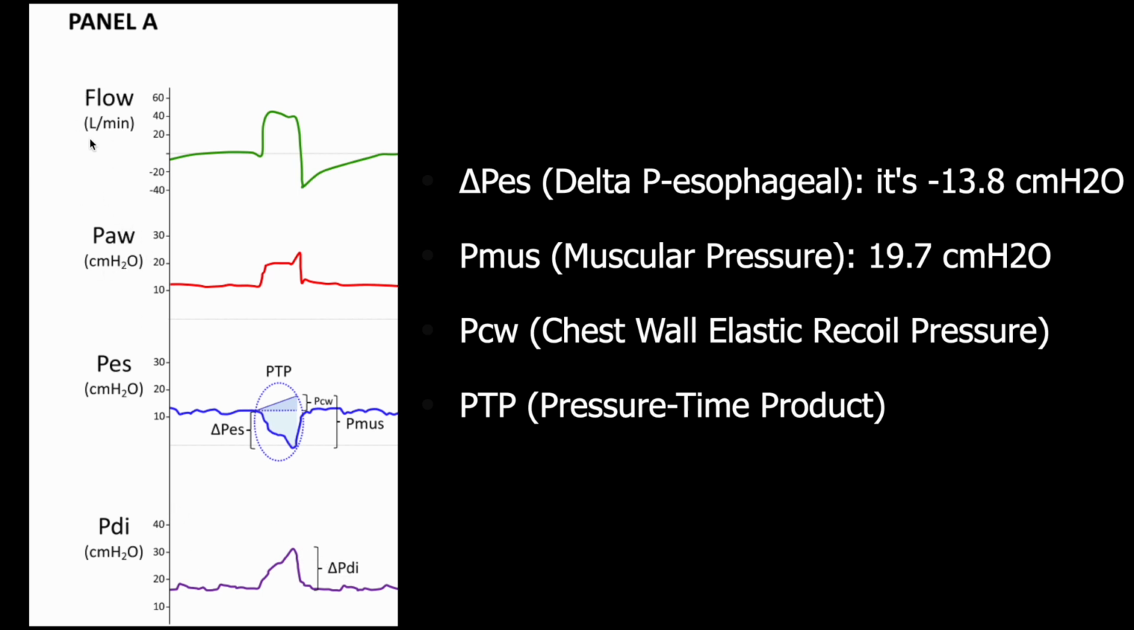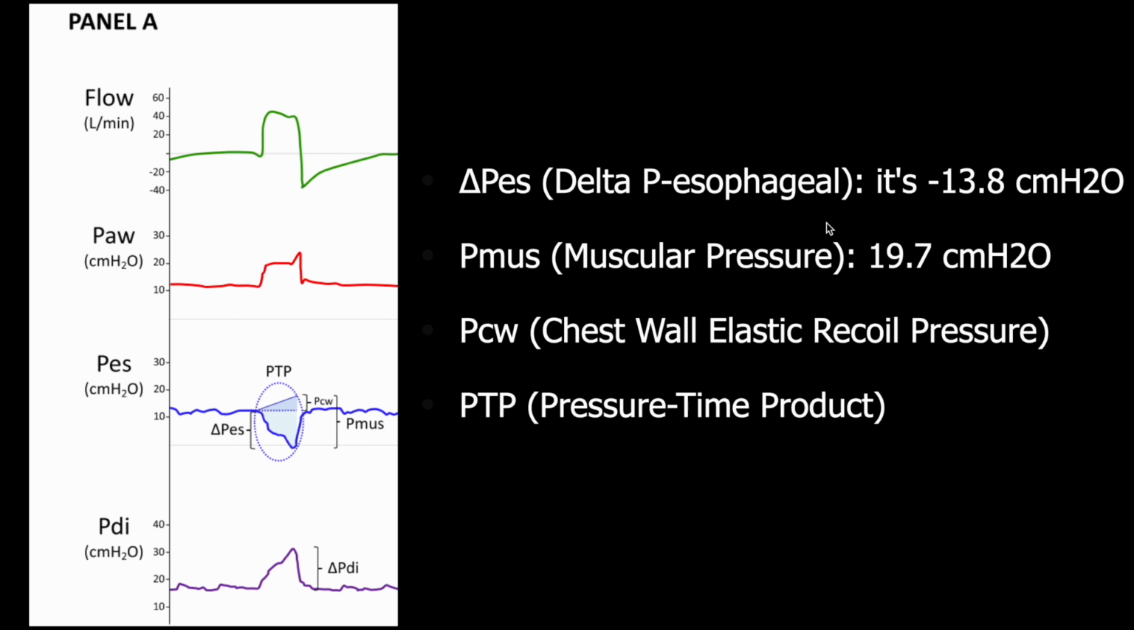This is the airway pressure, this is the flow. So, what parameters do we see? The first one that we will see is the delta esophageal pressure. This is the change in the esophageal pressure during the inspiration, shown here by the depth of the dip. This depth below the baseline is a negative value because it represents a drop in the pressure inside the esophagus due to the negative intrathoracic pressure. In this particular example, it is minus 13.8 centimeters of water.